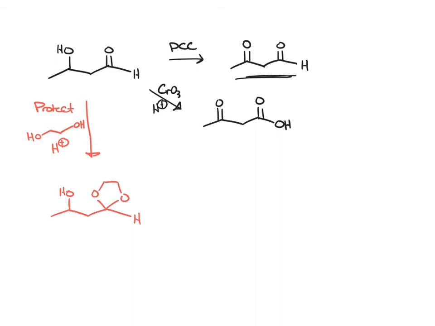Just like that. Now you don't have an aldehyde to worry about, so you can use the harsh oxidizing agent and oxidize it. And then your deprotection just involves hydrolyzing that cyclic acetal. So hydrolysis is always acid and water.